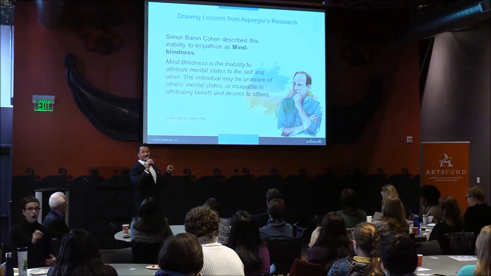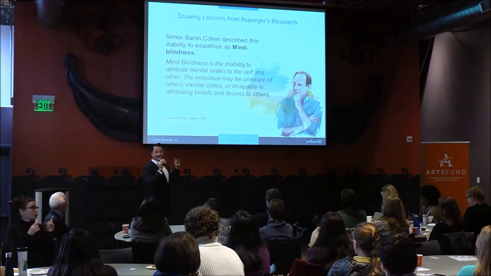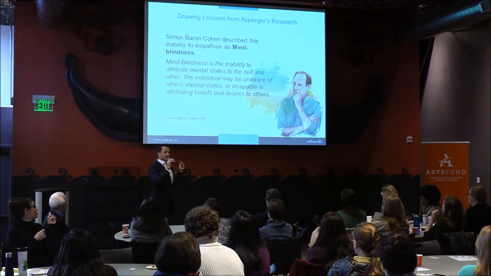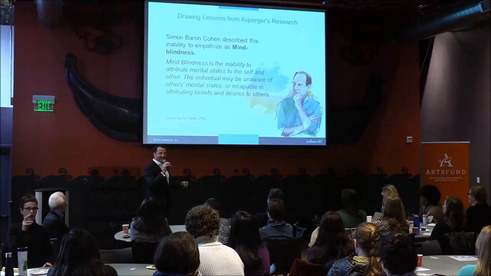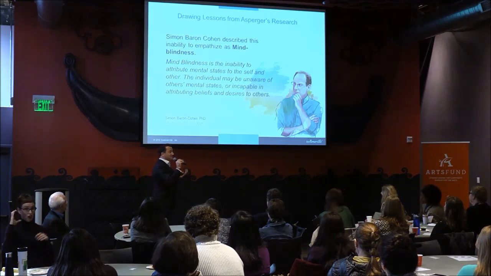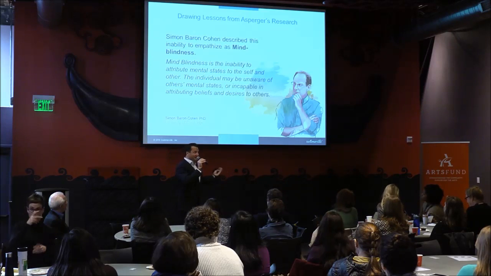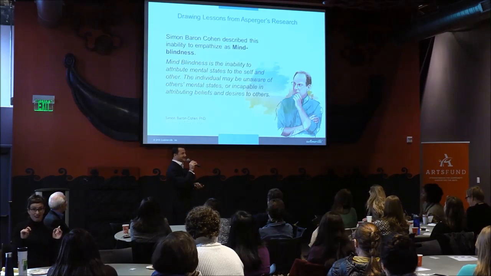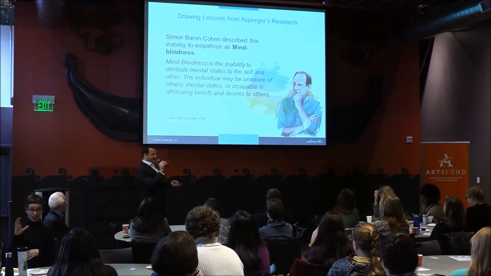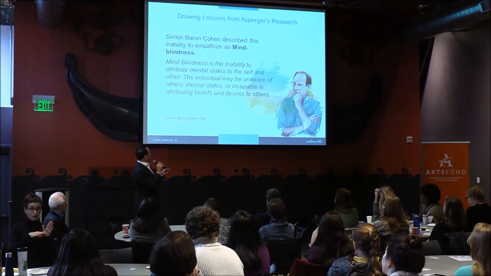By the way, the irony behind this is that he is, anybody ever heard of the British humorist Sacha Baron Cohen? It's his cousin. Like, Sacha Baron Cohen made Borat, the most famously mind-blind character ever, and his cousin is the guy who named the condition.